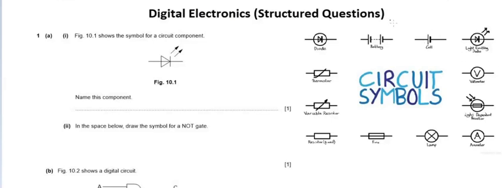Now we will see the structured problems for the digital electronics. Here you can read question number 1. Figure 10.1 shows the symbol for the circuit component and you have to name the component. So which component is this? Here you can see all these components we had seen in the electric circuit chapter, and I am going to attach this here for reference.